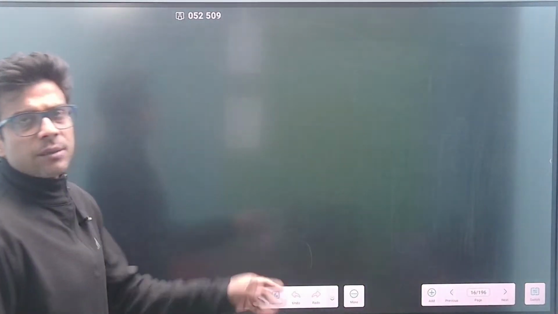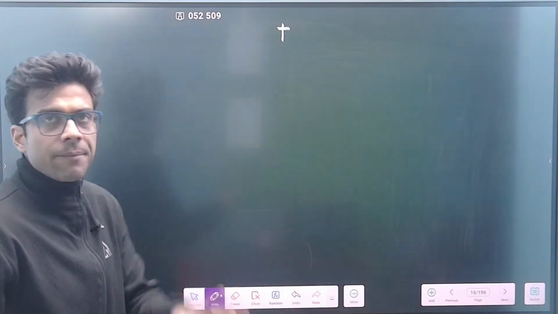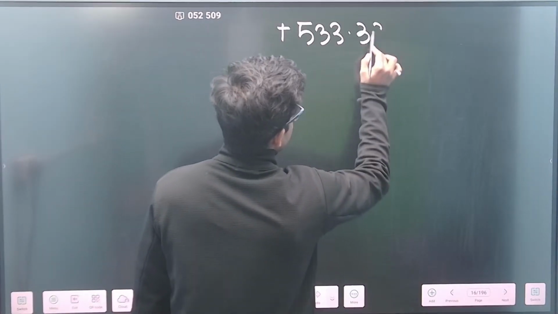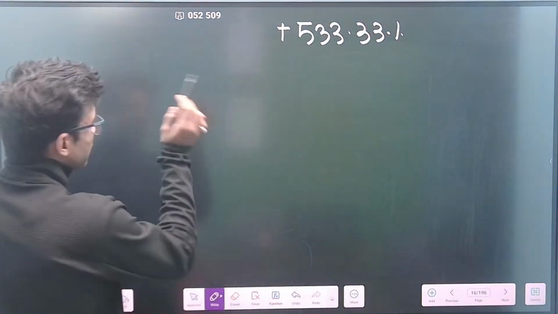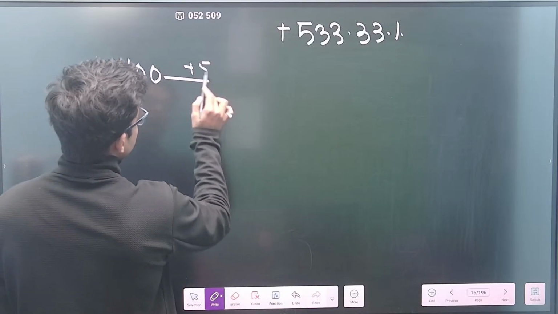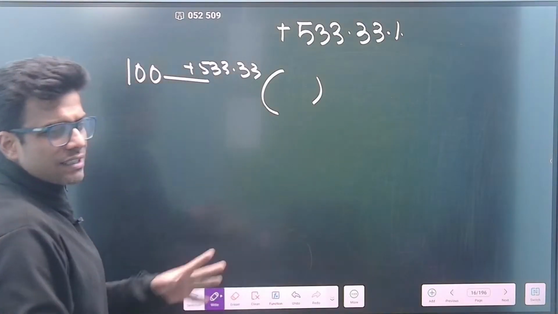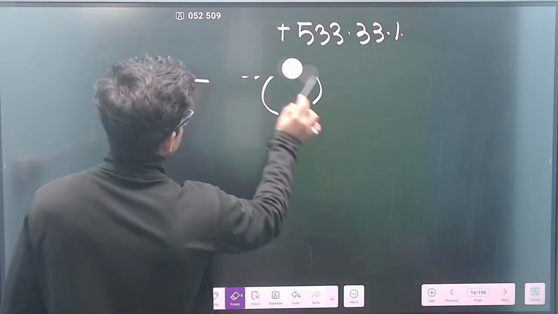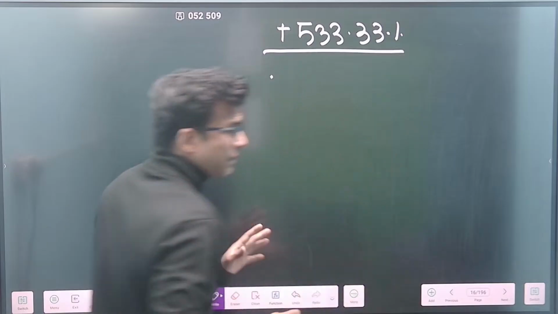Suppose I take a random example that something is increased by, increase means plus sign, 533.33%. Now if you apply the percentage method, the old school method, you will assume the value 100 and then increase it by 533.33%. It will give you a very complex result. Avoid this method, erase this method. Now, what problem can come with the ratio method?